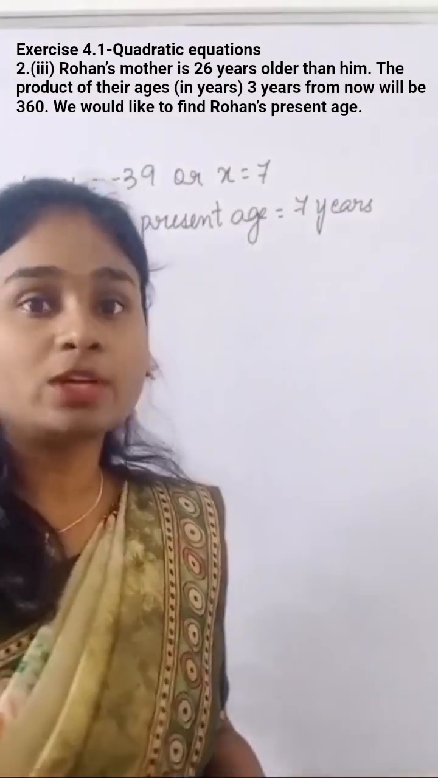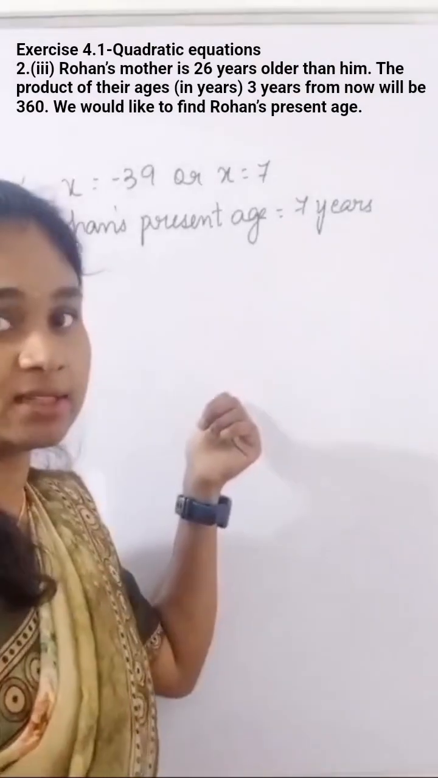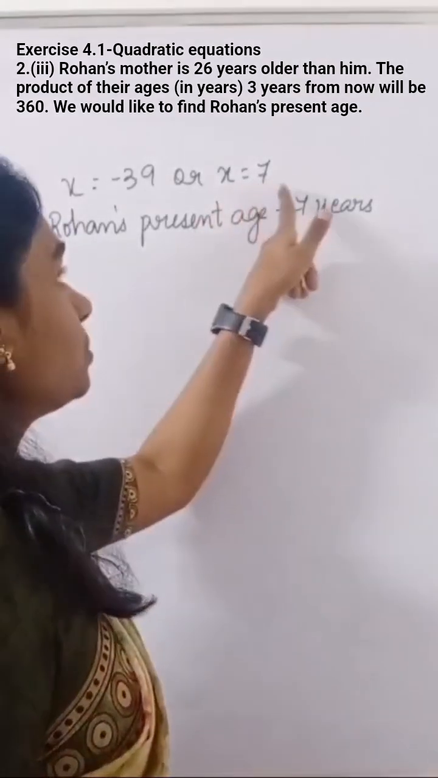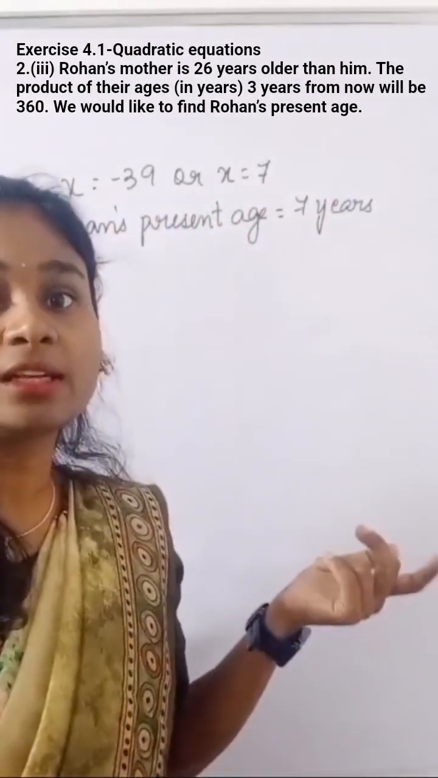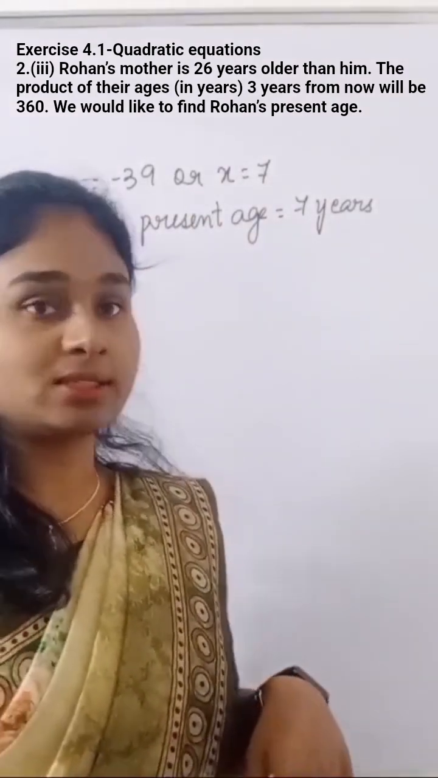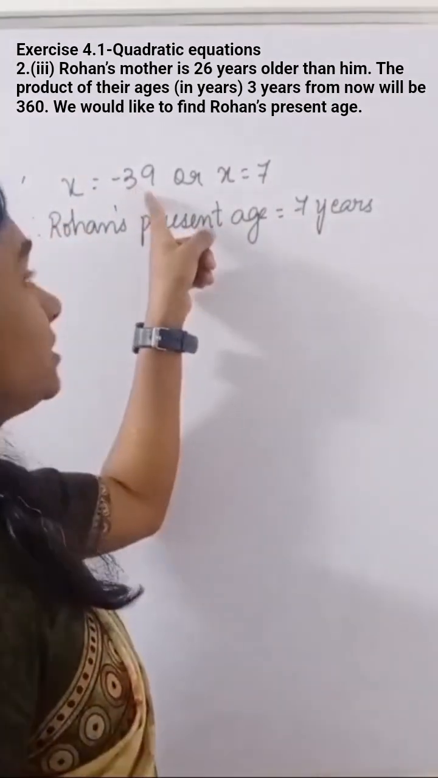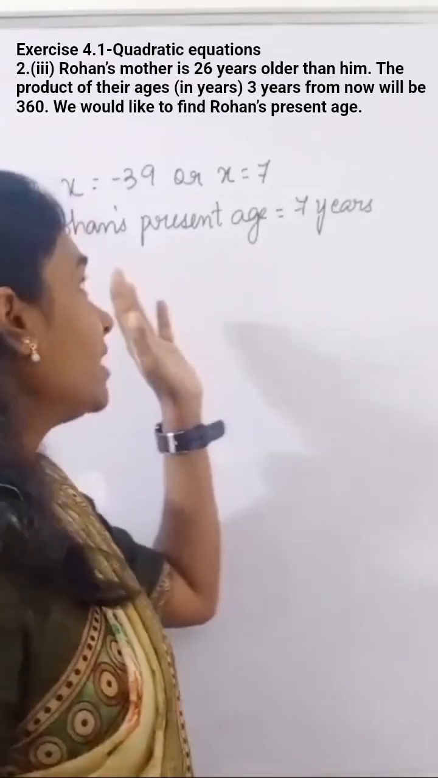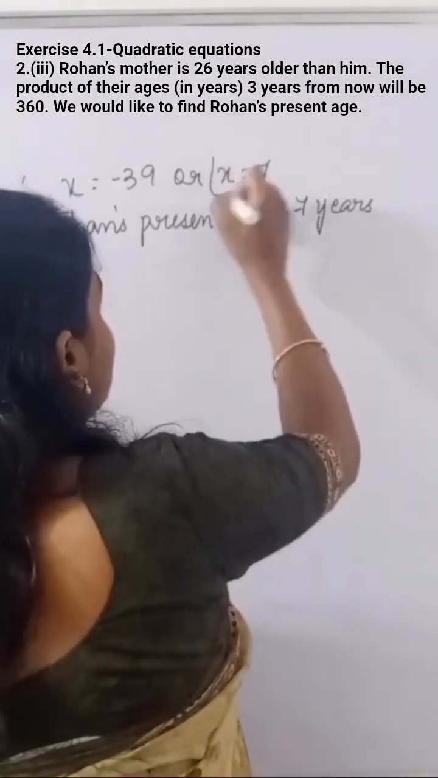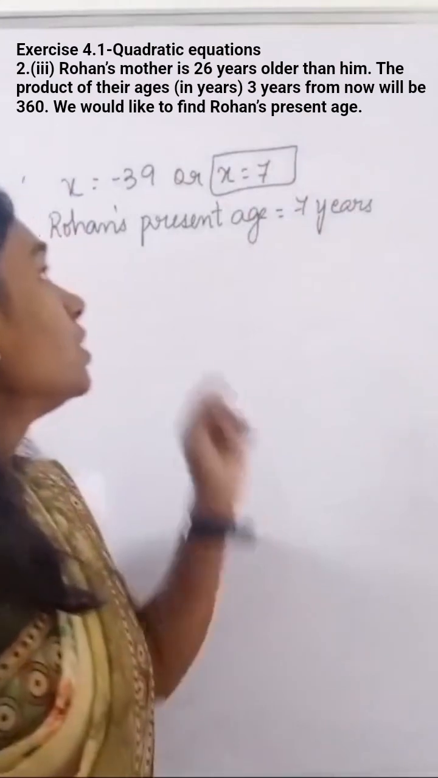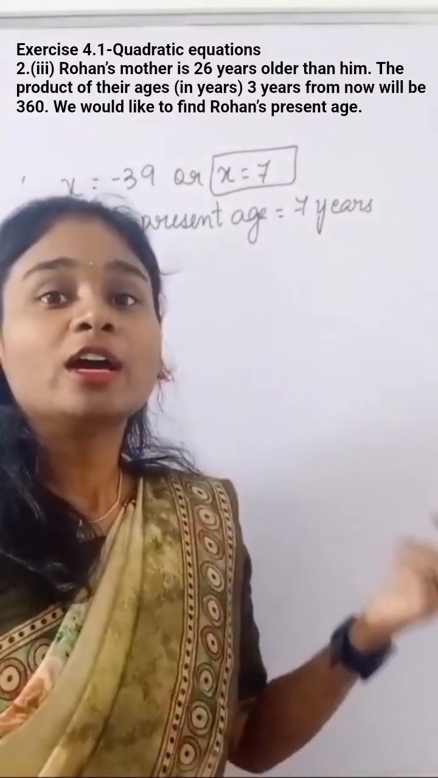Now going back to the question, we consider Rohan's age to be x years, isn't it? So now we got x is equal to 7 or x is equal to minus 39. Age cannot be negative, right? So we cannot take this minus 39. We have to omit minus 39 and consider x is equal to 7 years. Therefore, Rohan's present age will be 7 years.